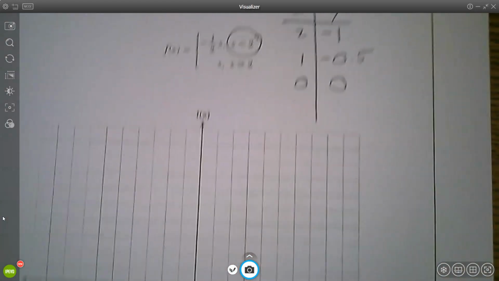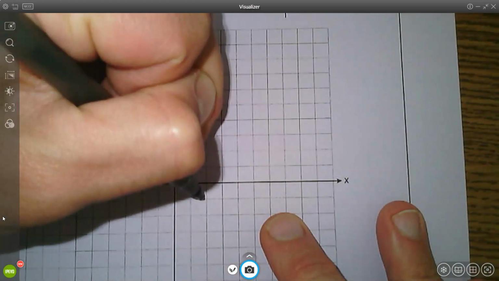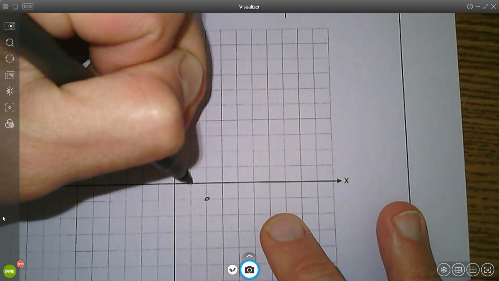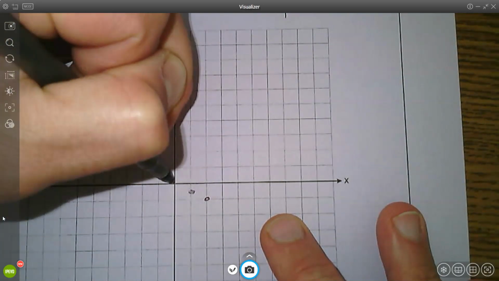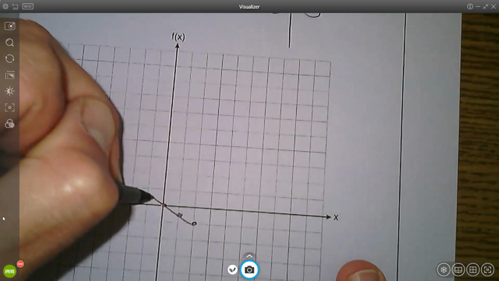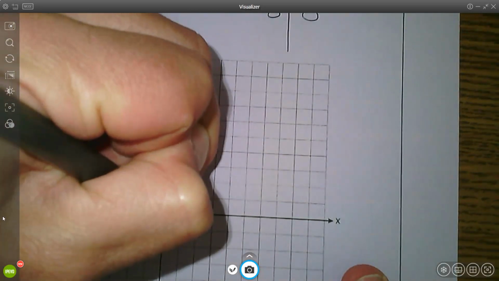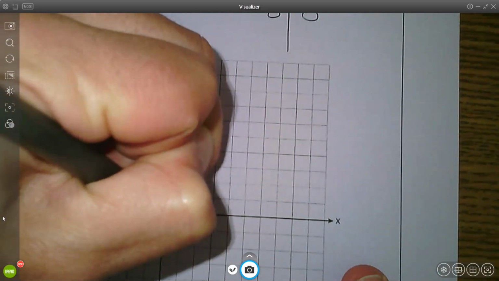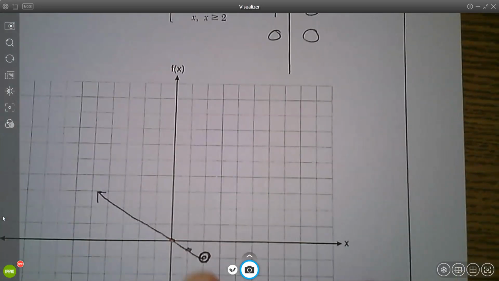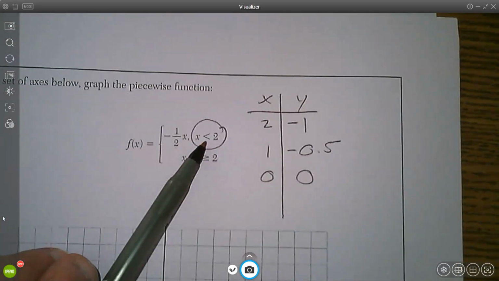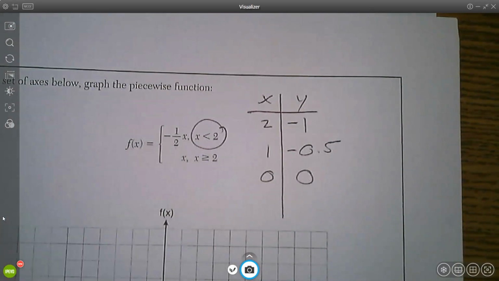So 2, -1. At 1, it's -1/2. And at 0, it's 0. This is everything less than 2. So I'm going to take a ruler and continue that line on. Now, there should be an open circle here at 2, -1, because this does not have the equal sign.